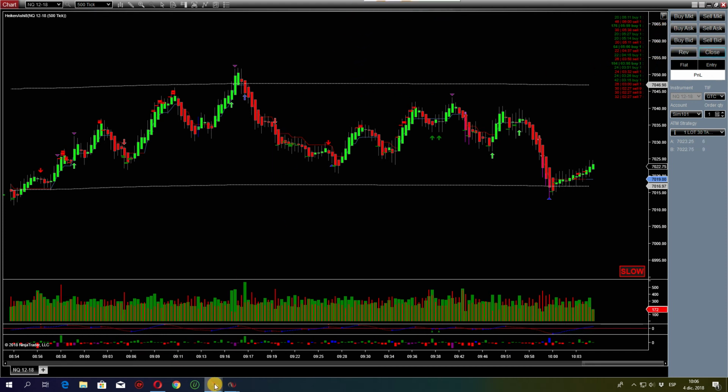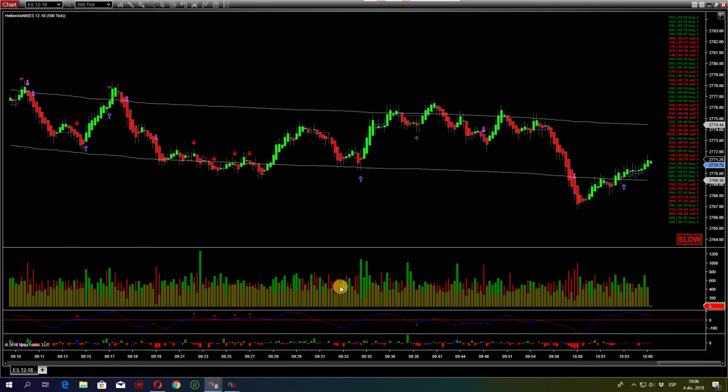Okay, just before we go, let's check the ES. Yeah, the ES, we have a 2-to-1 arrow here. Yeah, it's pulling up from this low. Yeah, so okay guys, we'll check it out later to see.